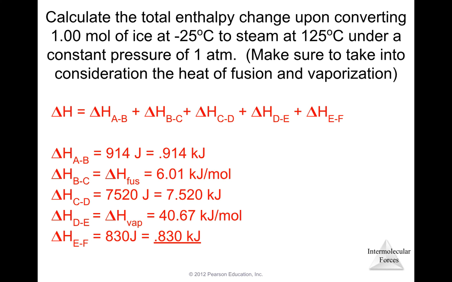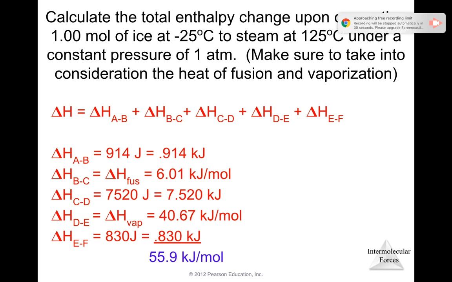And then our last segment, E to F, that's what we just calculated. So when we add that all together, the heat to take 1 mole of ice from negative 25 degrees Celsius all the way to steam at 125 degrees Celsius is 55.9 kilojoules per mole. And again, that is for 1 mole. If we were going to do this calculation with something other than a mole, we again would have to take that into consideration when we're using our known values.